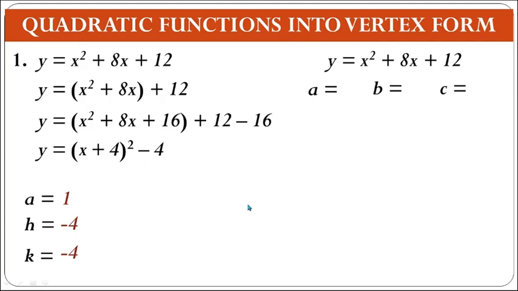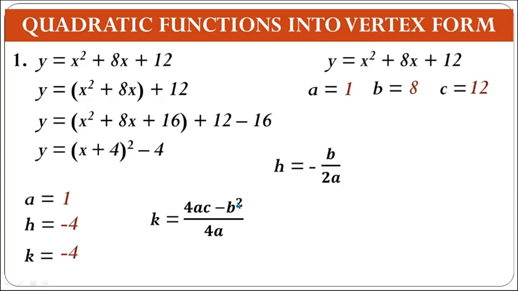Our vertex: using the given quadratic function, identify the values of a, b, and c. When we say vertex, it is h and k. So our h is this one. Then simplify, and our k is this one also. Simplify the values of b and a, and substitute. Substitute, then simplify. So, negative 8 over 2. Then the quotient is negative 4.